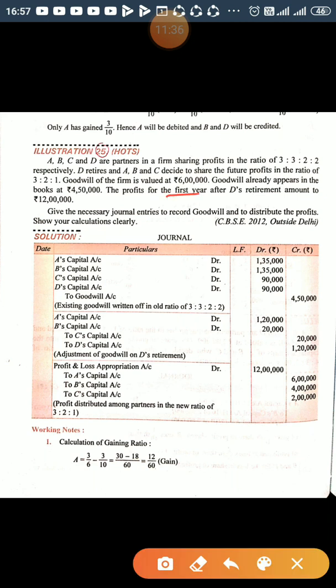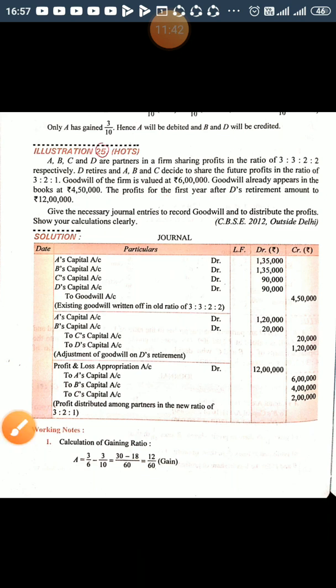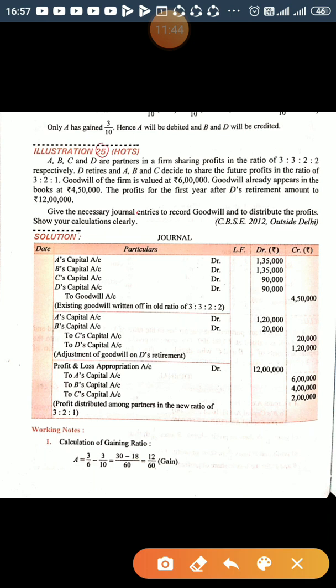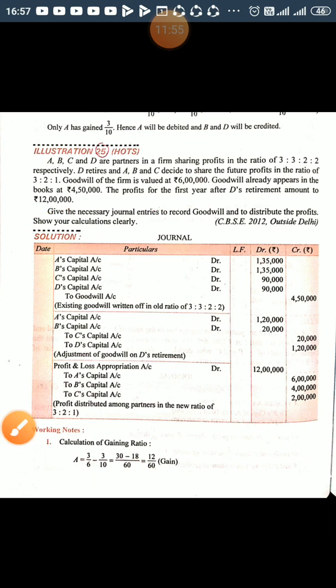Apart from this, the question also tells you that 4,50,000 is the existing goodwill, and the last information is that profit after D's retirement is 12 lakh. They ask you to pass the necessary journal entries for recording the goodwill as well as distribution of profit after the retirement of D. So first of all, what we will do: existing goodwill.